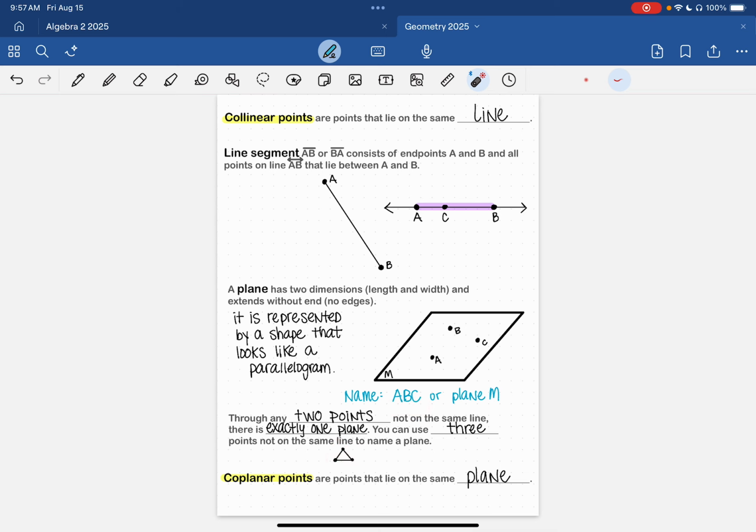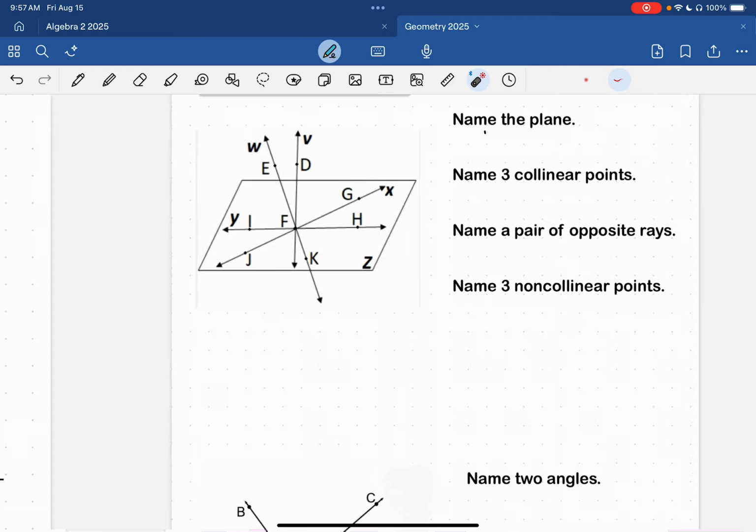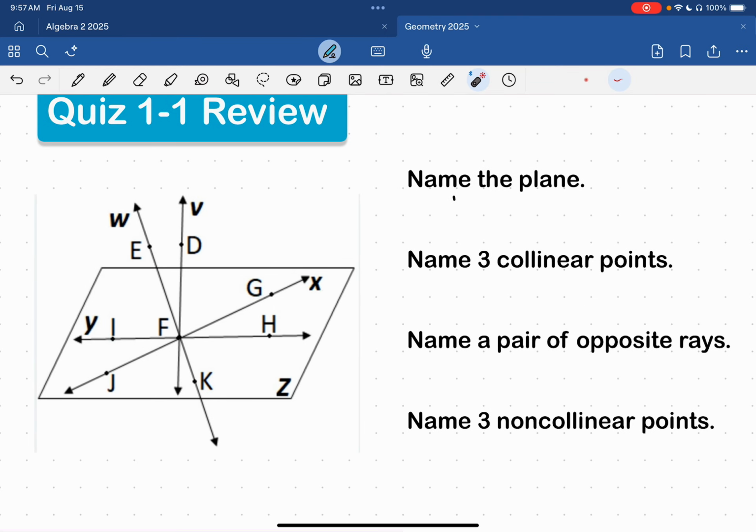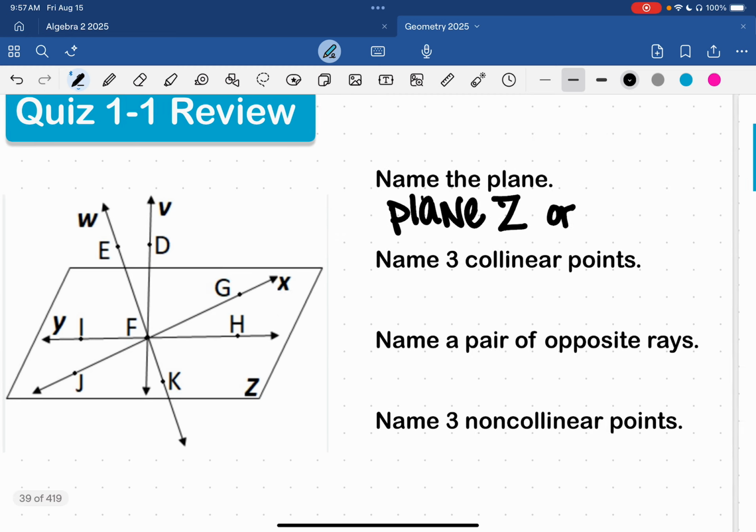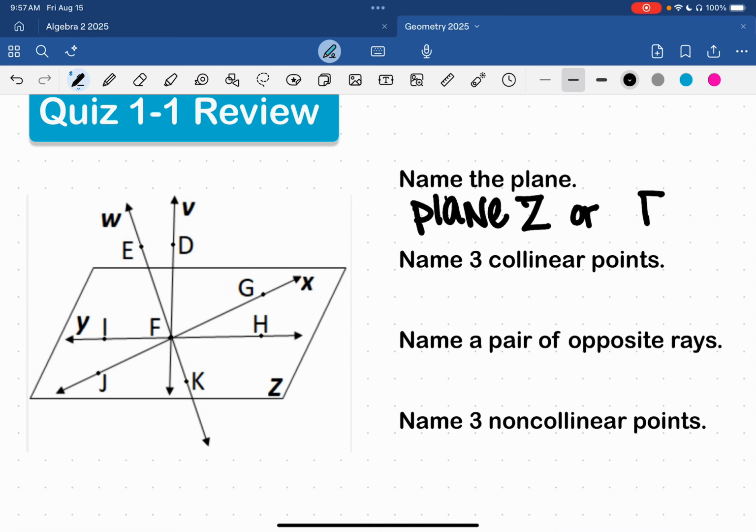So let's go back and practice. Let's go back and take a look at ours. Do we have the capital letter in the corner? Yes, we do. So we could call this one plane Z. That would be a perfectly good name for it. Or using 3 letters, I could say F, G, H. Now there are other names as well. The only letters I cannot use would be the W, the V, the Y, and the X.